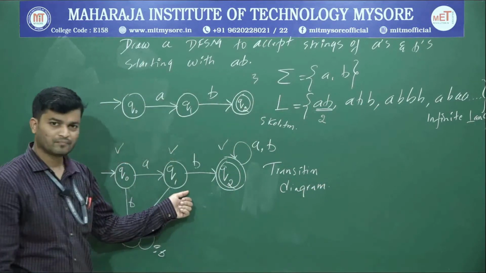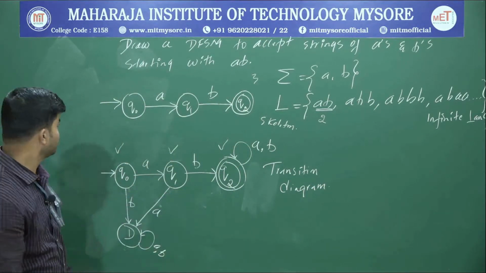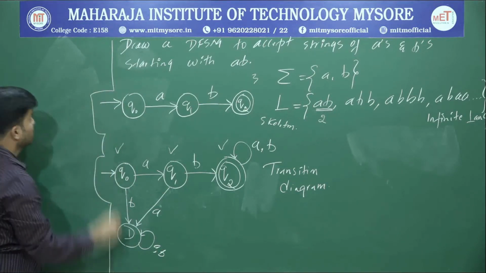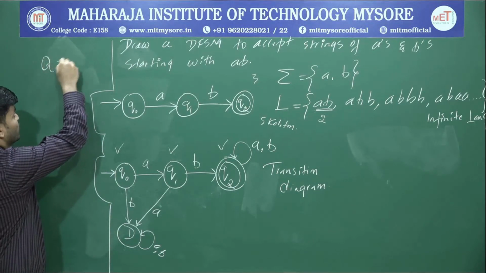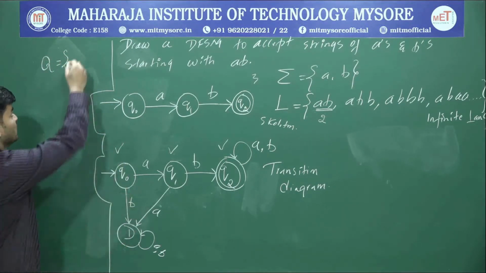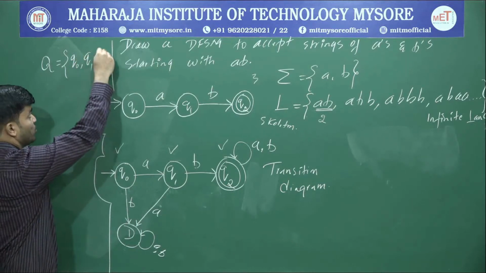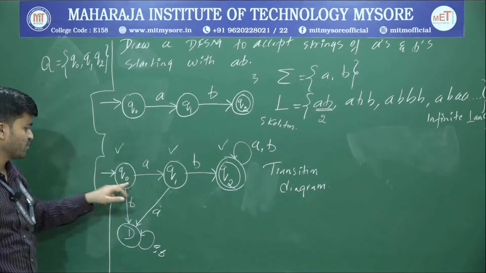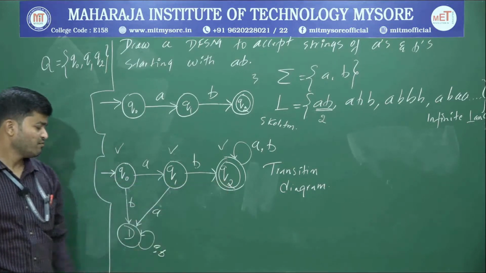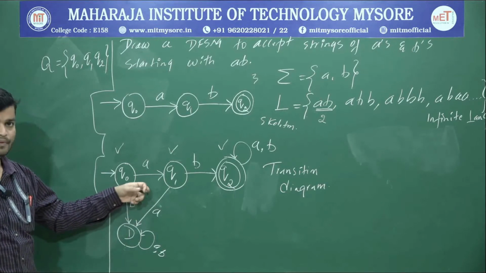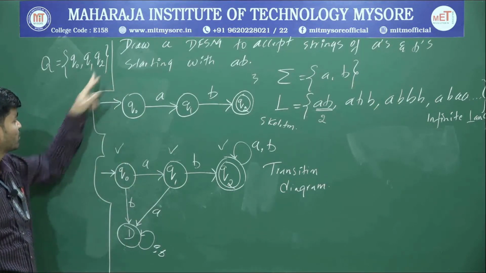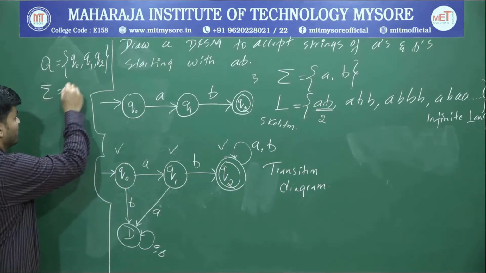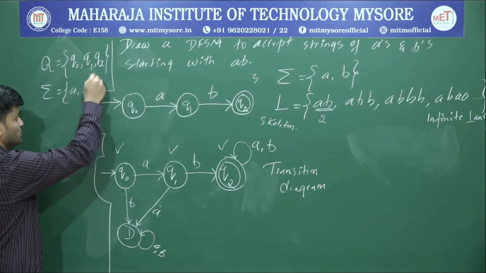So now I will write all the 5 tuples. What is the first tuple? First tuple is Q. What's the Q from the diagram? Q0, Q1, Q2. Q is a set of finite number of states. Therefore Q0, Q1, Q2 are the finite number of states present within the required DFA. What is the next tuple? Sigma. So what is the sigma? Sigma is A, B.